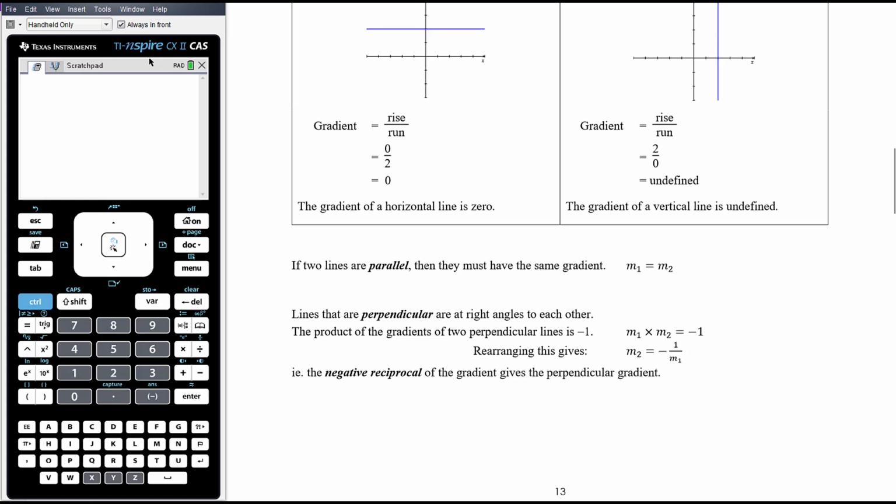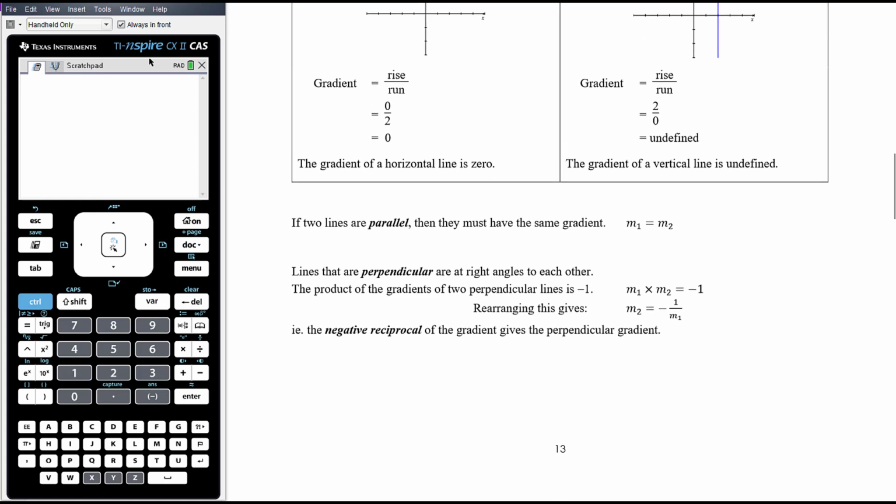If two lines are parallel, they have the same gradient. Gradient 1 is equal to gradient 2. Lines that are perpendicular are at right angles to each other, and the product of the gradients of two perpendicular lines is -1. So if you've got two parallel lines here, gradient 1, gradient 2, they have the same gradient. Perpendicular lines at right angles to each other, gradient 1 and gradient 2, if you multiply those gradients together, they're going to give you -1.